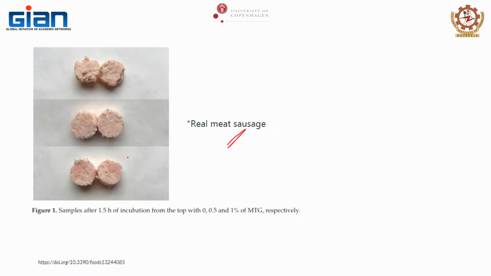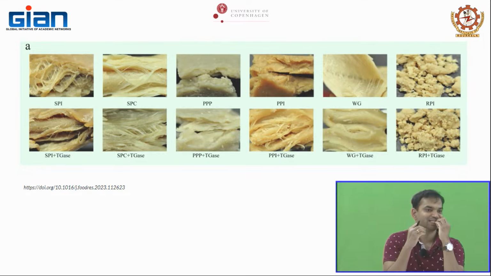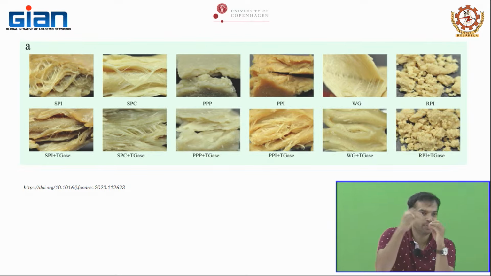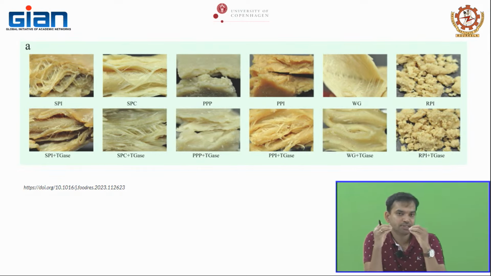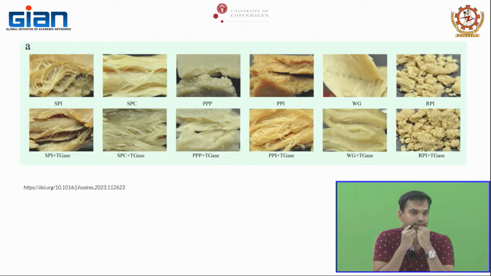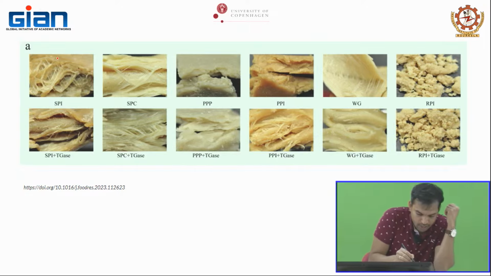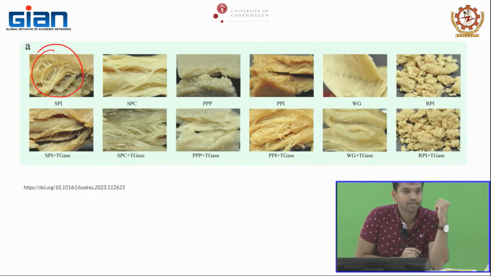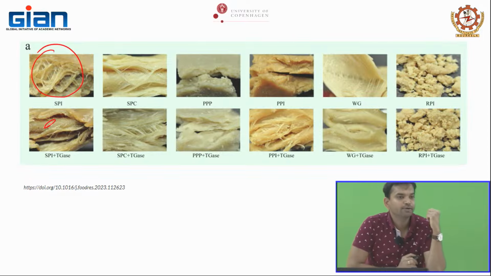Okay? Here is an example that is a real meat sausage. They used transglutaminase. You can look at the texture here. This texture is very different from this texture. It's softer and more homogeneous, more cross-linked, because cross-linking is important, because when you tear off meat, that fibrous structure is very important, and that fibrous structure comes because of protein-protein cross-linking. And here you can clearly see soy protein isolate without cross-linking and with cross-linking has more hardness.